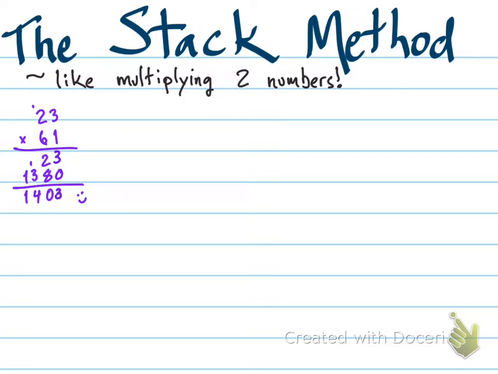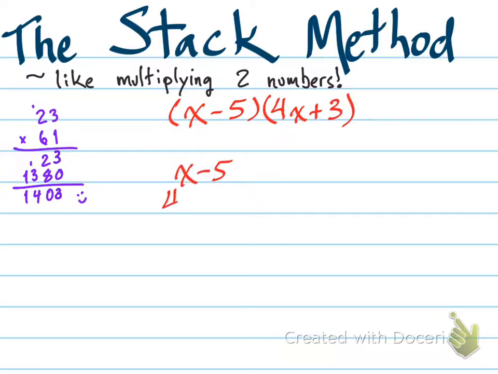Okay, now what we're going to do is treat a pair of binomials in the same way. We're going to stack them up. So let's say we got x minus 5 times 4x plus 3. You write them on top of each other like that, just like we did with the numbers, and we just do the exact same process. 3 times negative 5 is negative 15. 3 times x is 3x. Moving down now. Now you can write a 0 there if you want. You don't actually have to, but you can write the 0 there.